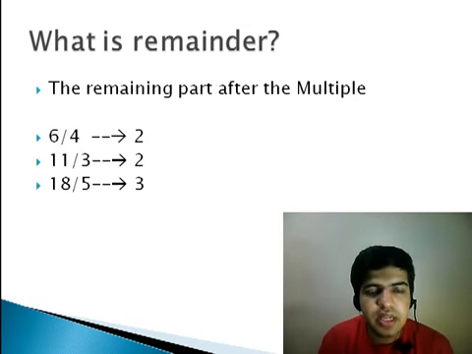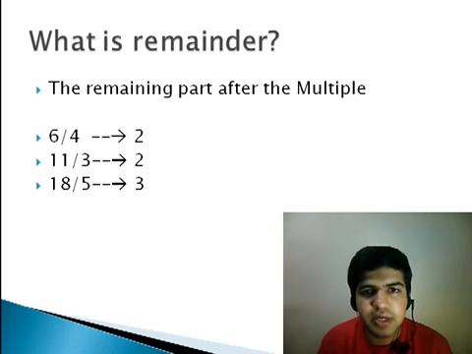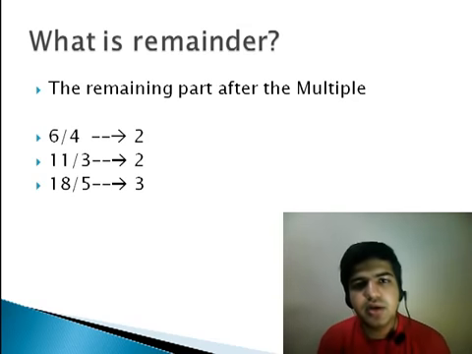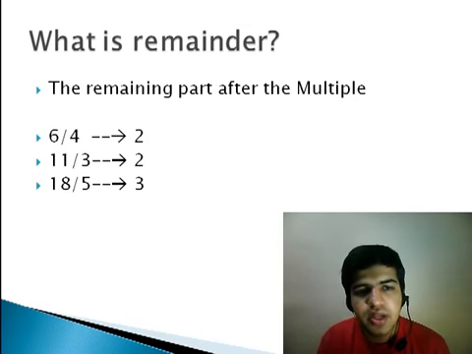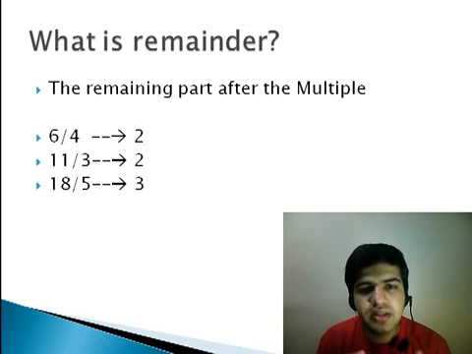In the next case, 11 divided by 3, we know that 9 is a multiple of 3, so the remaining part in this example would be 2. And in the third case, 18 divided by 5, the remainder would be 3. So this is the basic thing that we learned in primary school. The same thing continues, but it will go on at an advanced level.